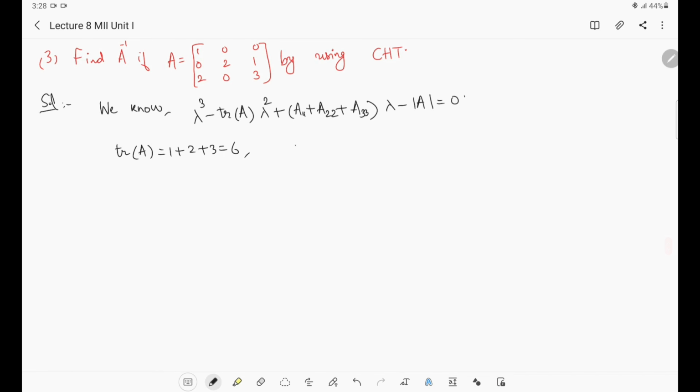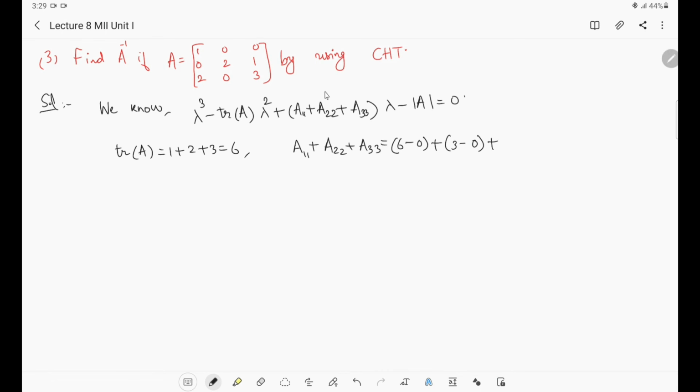Then after that we have to find A11 plus A22 plus A33. What is A11? It is the minor of this entry. So remove this row and this column. So what we will get? 3 into 2 is 6 minus 0 into 1 is 0. This is A11. Plus A22. A22 is the minor of this entry. Remove this column and this row. So what we will get? 3 into 1 is 3 minus 2 into 0 is 0, right.